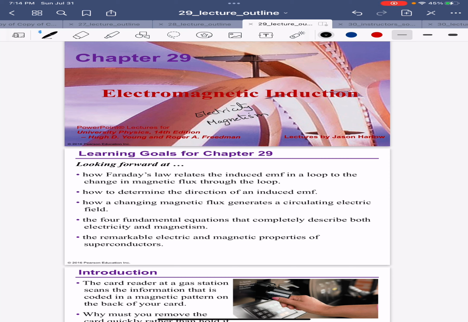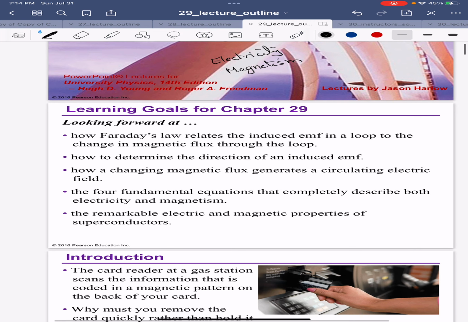First, we are going to look at how Faraday's law relates the induced EMF in a loop to the change in magnetic flux through the loop. Then here I'm going to talk about what is called induced EMF. Induced EMF, from the name, it is looking at something that is not actual. It's not an actual battery or a source.